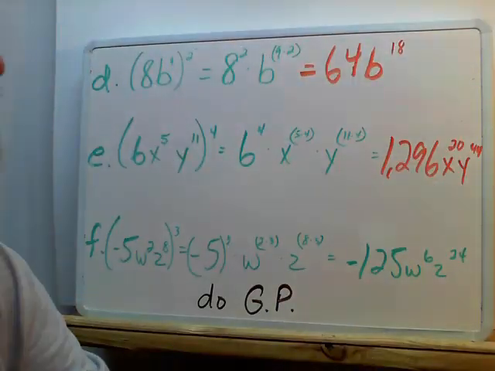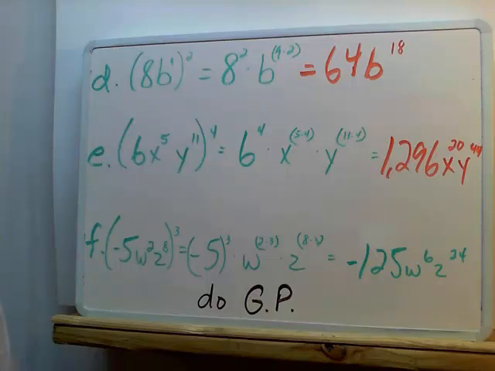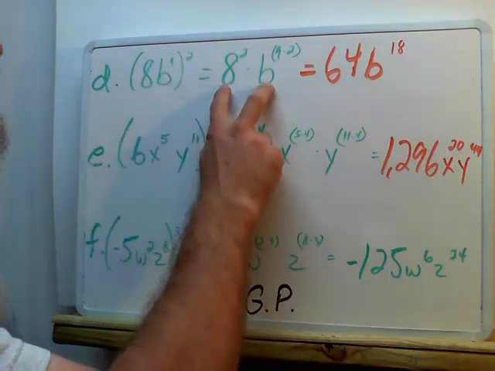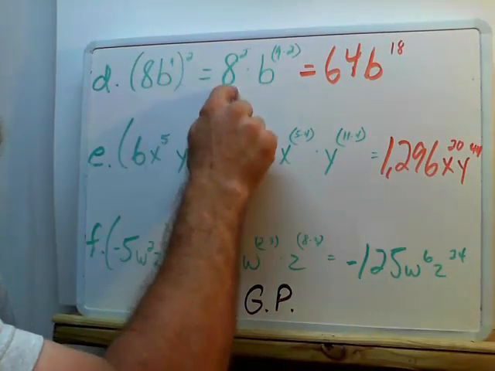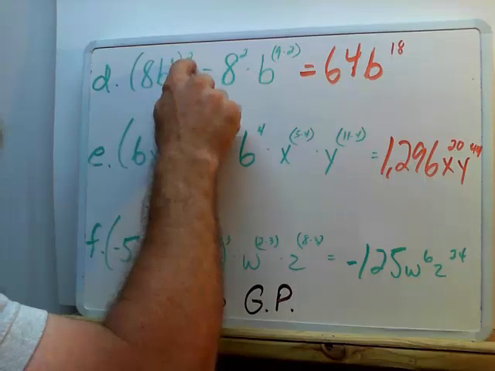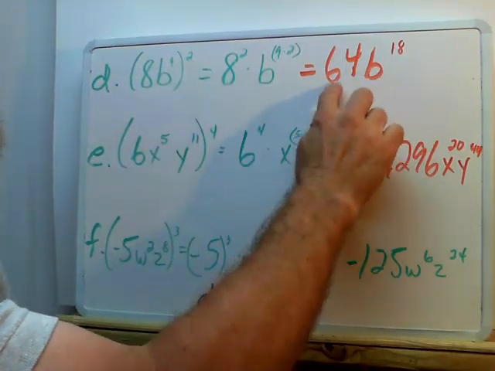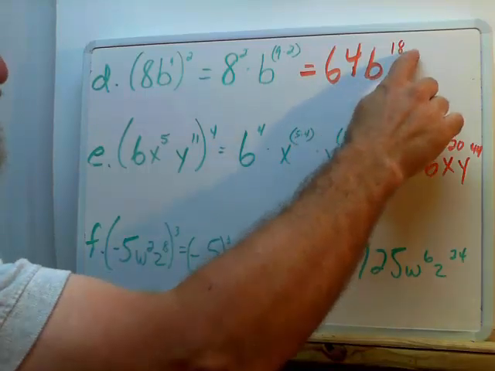Letter D. We have 8b to the 9th power and then all of that squared. So we have 2 factors here, so we probably want to break it into 2 pieces. That's 8 squared times b to the 9 times 2. That would be b to the 18th. 8 squared is 64. So our answer is 64, b to the 18th power.